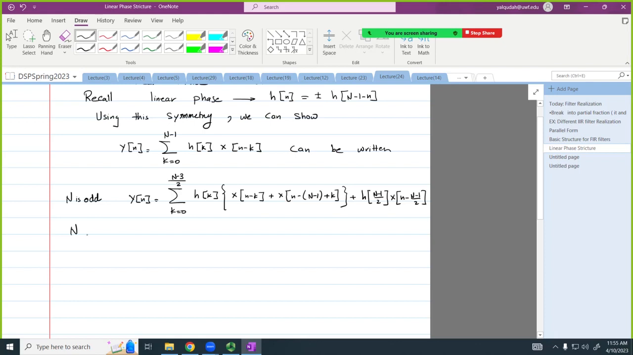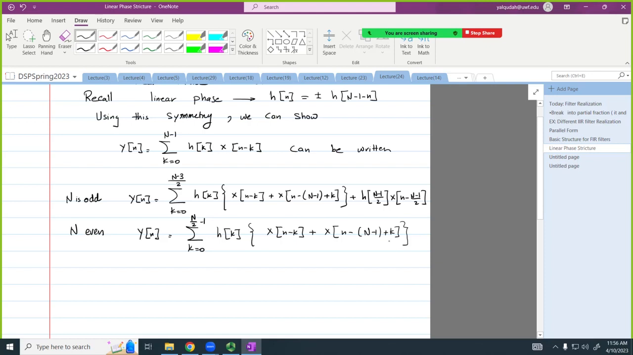And when n is even, we can write y of n as equal to the summation from k equals 0 to n over 2 minus 1 of h of k multiplied by x of n minus k plus x of n minus 1 plus k.